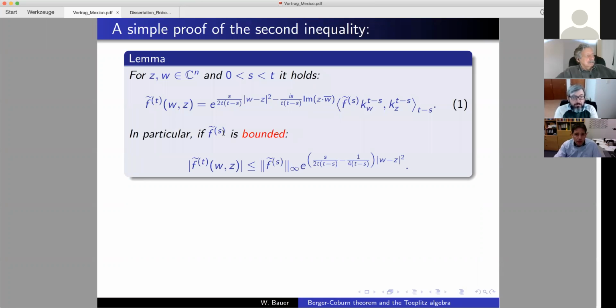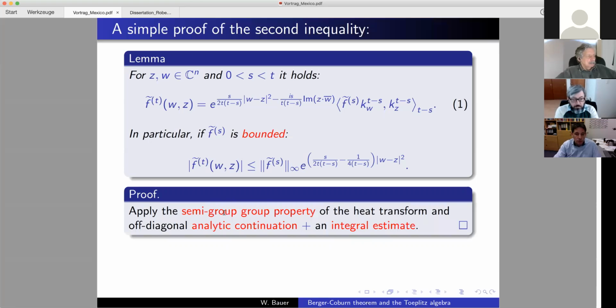Now, if you assume that the heat transform at some time s, which is smaller than t, is bounded, then you can further try to estimate this inner product here by some integral estimates. And what you get out of this is this estimate which is written here. So you can bound the heat transform at time t, or the off-diagonal extension, by this exponential times the sup norm of the heat transform at time s. The proof is that you squeeze this out from the semigroup property and some analytic continuation argument, and then you also apply some integral estimate on this inner product. So you see this factor already appears here, and the second factor with the minus sign comes from estimating this inner product and using the boundedness of this function here.